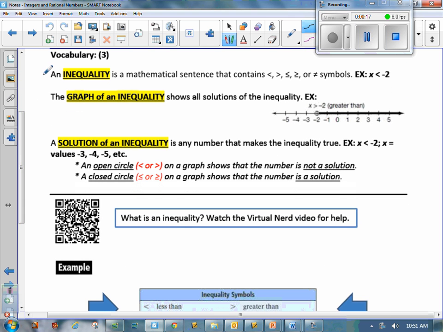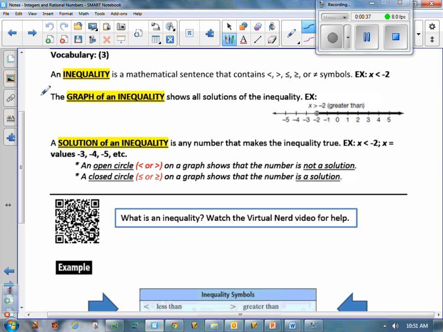The first one is inequality. This is a mathematical sentence that contains a greater than, less than, greater than or equal to, less than or equal to, or a not equal symbol. So for example, x is less than -2 is an inequality.